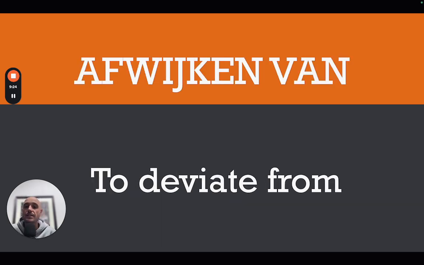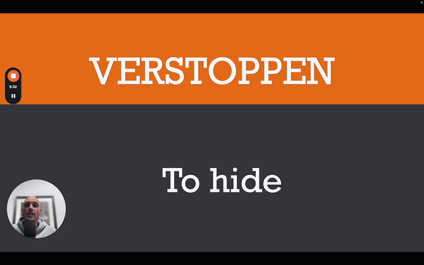Afwijken van is to deviate from. Again, van is the fixed preposition with afwijken, to deviate from. We continue with to hide, and to hide in Dutch is verstoppen, okay? Literally in Dutch, we can use it also as a reflexive. When you say you're hiding yourself, then you would say ik verstop me. And then the verb would be zich verstoppen, that would be to hide oneself. But you can also hide something, and in that case you will use verstoppen. For instance, I'm hiding a book, ik verstop een boek. In that case, the verb verstoppen is not reflexive.